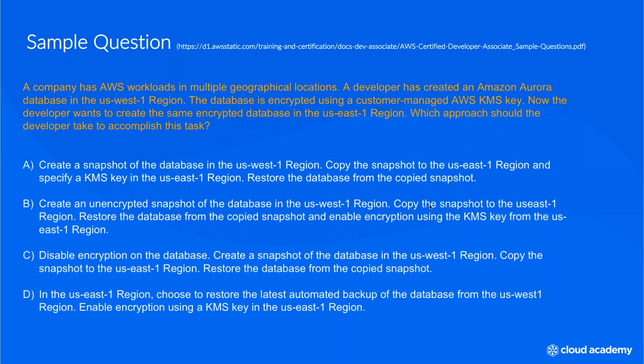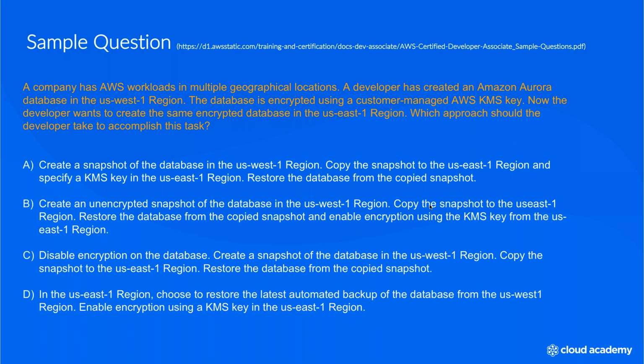A company has AWS workloads in multiple geographic locations. A developer has created an Amazon Aurora database in the US West 1 region. The database is encrypted using a customer managed AWS KMS key. Now the developer wants to create the same encrypted database in the US East 1 region. Which approach should the developer take to accomplish this task? Now the first thing to remember here is that KMS is region specific. So a key in one region can't be used in another. So let's look at our options.